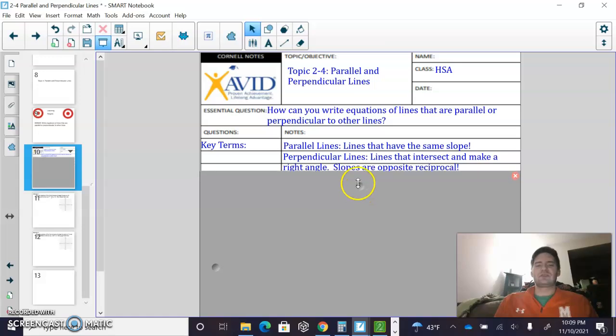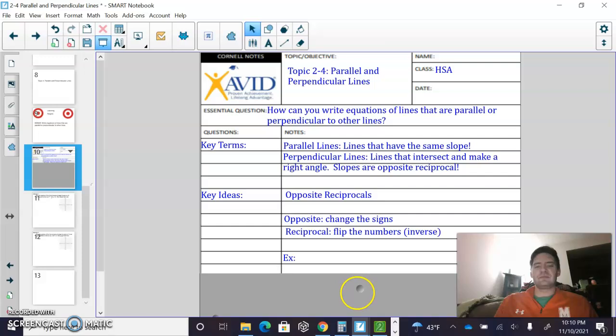The two key terms we're talking about are: the definition of parallel, which refers to lines that have the same slope, and the definition of perpendicular lines, which are lines that intersect and make a right angle, and the slopes are opposite reciprocals of each other.